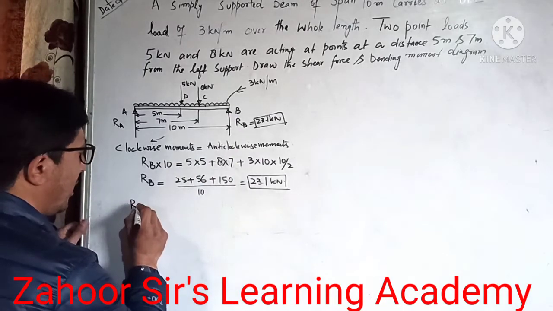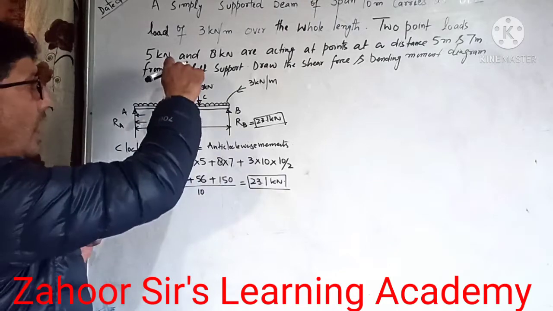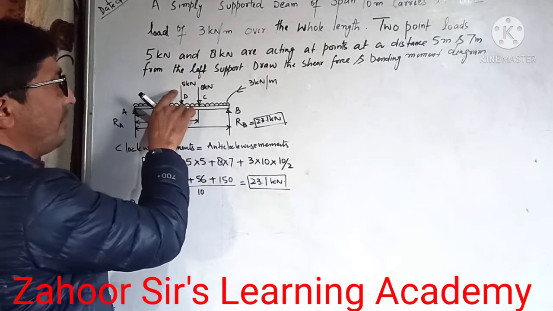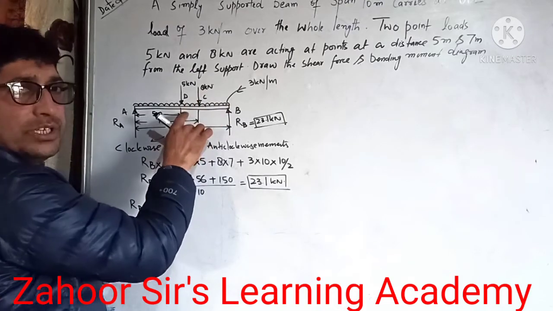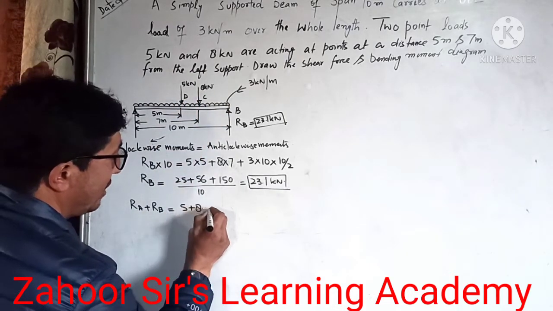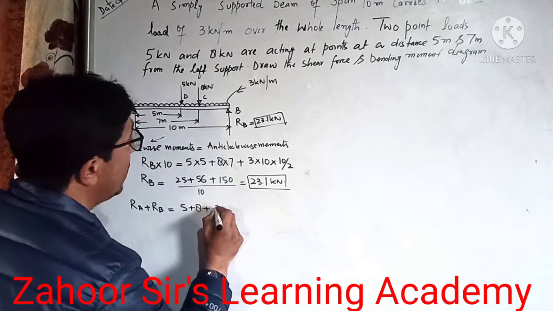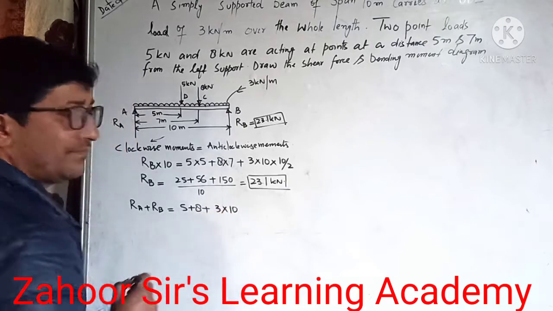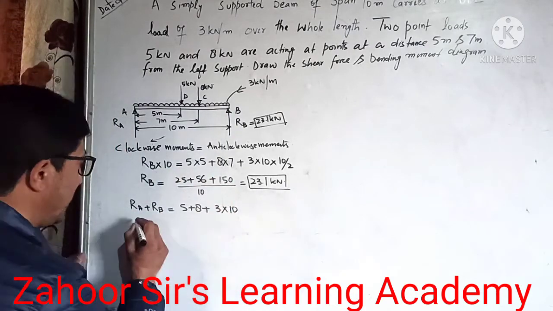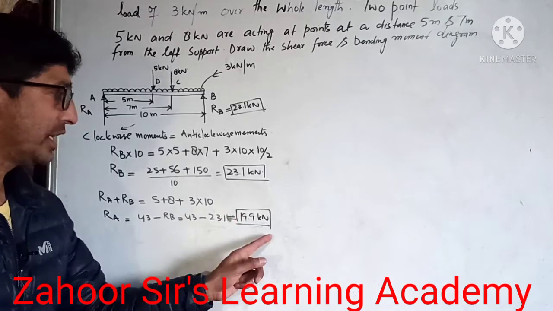So we will say RA plus RB, because both are upward forces, are equal to the downward forces. So there are three downward forces, 5 kilonewton, 8 kilonewton and the UDL. So that is equal to 5 plus 8 plus the UDL. So UDL is 3 into 10. So we have to convert this into the load. So let's calculate that. RA is equal to 19.9 kilonewton.